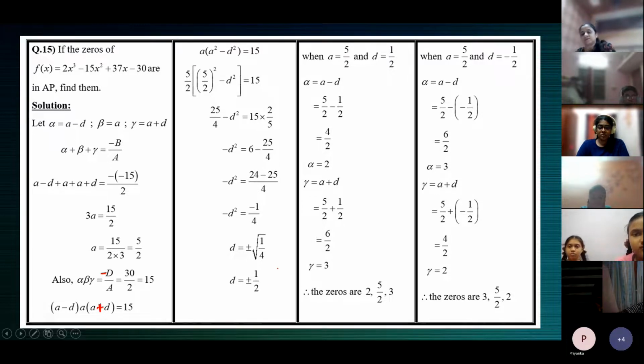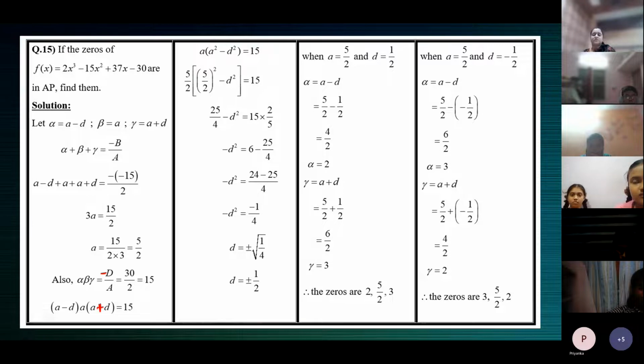Now we have A and D. What did we understand when we started? We need to find the zeros, that is, alpha, beta, and gamma. To find alpha, beta, and gamma, you need the values of A and D. We already found the value of A, 5 by 2. And now we got D, plus 1 by 2, minus 1 by 2. So when A is equal to 5 by 2 and D is 1 by 2, let's find alpha, beta, and gamma.